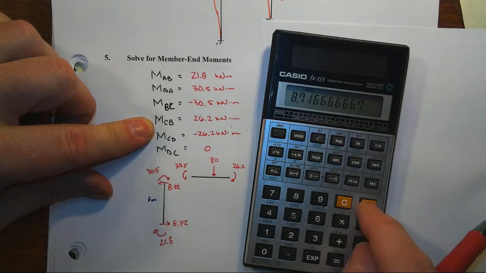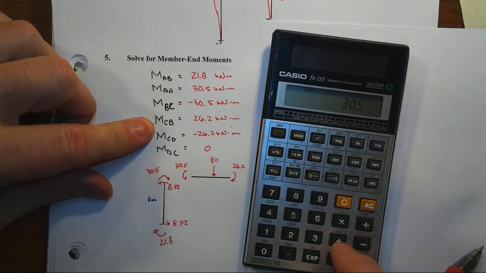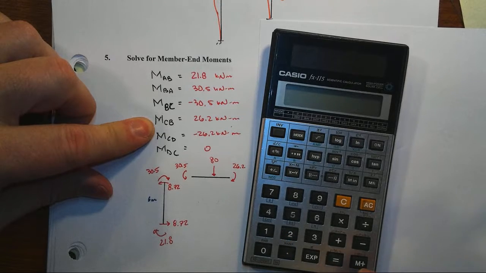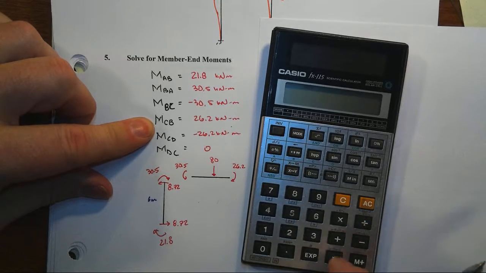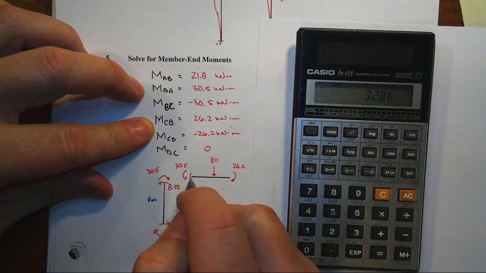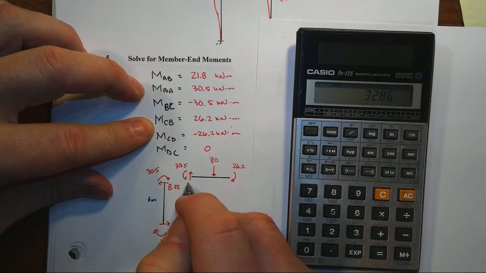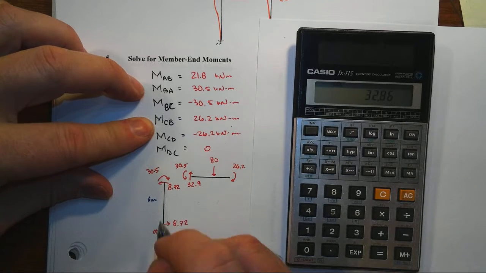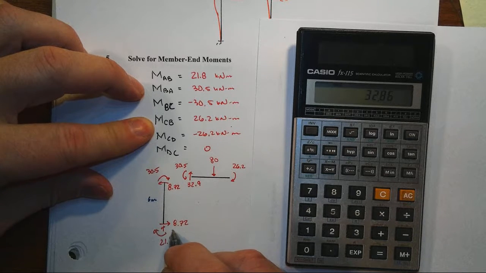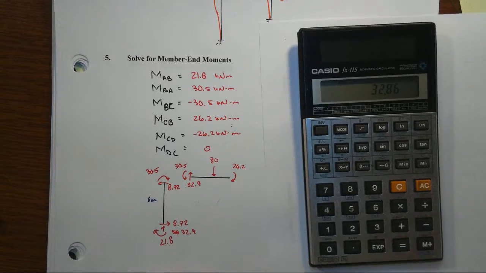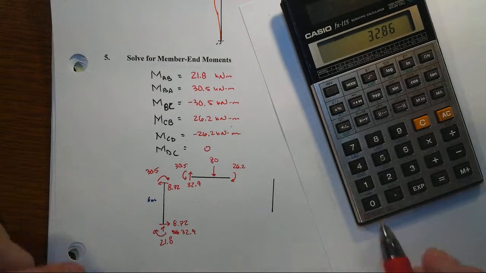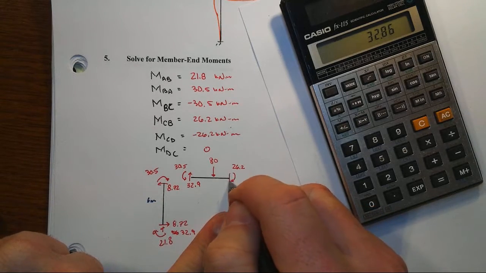And then let's go find out what the shears are here. 30.5 plus the 80 times the 2 meters is 190.5 minus the 26.2 and then divide by 5. That's the equilibrium that's going on, and we get a shear value here of 32.9, which of course means that our axial force down here at the lower left is 32.9 down there, right?